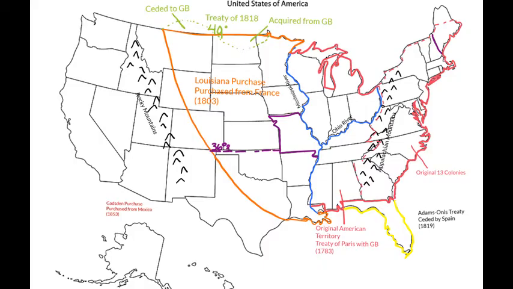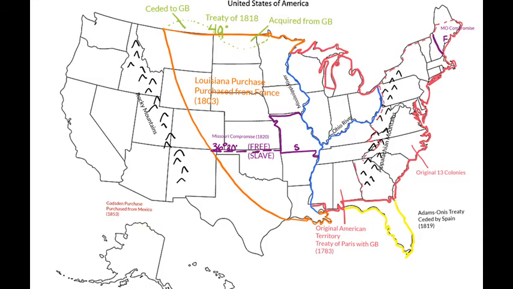For those of you who need a little help with that, that 30 is a little apostrophe, and that's what the 36 degrees 30 minutes is. And so we know that this will be a slave state, that this will be a free state, and that this is part of the Missouri Compromise.